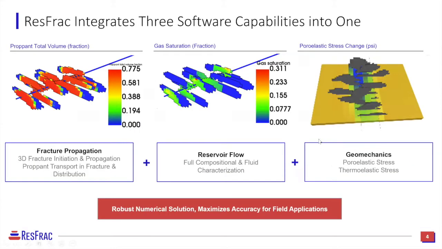So the 3 major components of what ResFrac encapsulates into a single model are the hydraulic fracture propagation processes, reservoir flow, as well as geomechanics and how those stresses evolve over time.